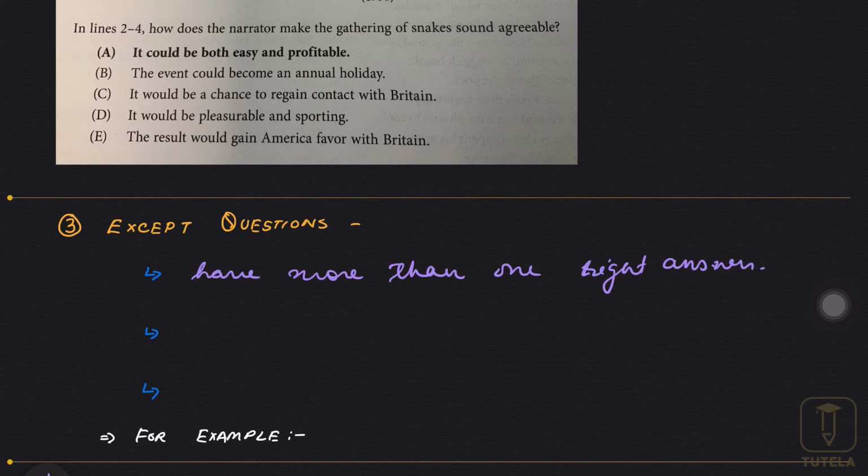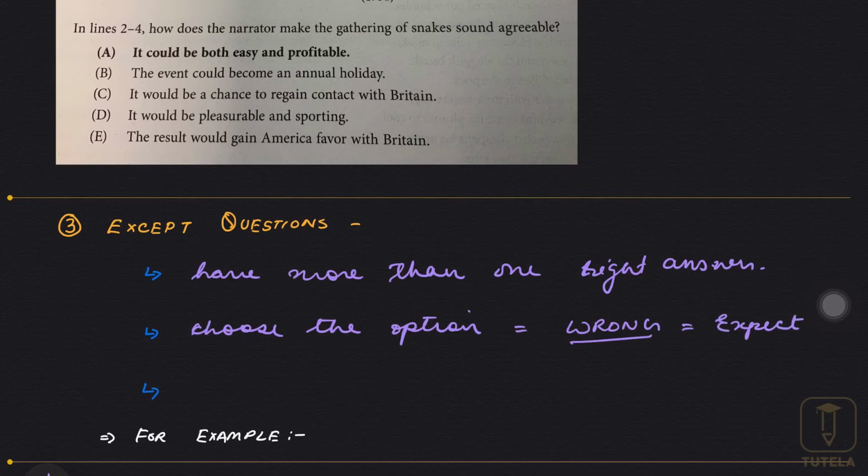Now, how is that possible, right? Not very difficult. What happens is that you don't have to choose the right answers here. You will have to choose the option which is wrong. And that is what we mean by an except situation or except question.